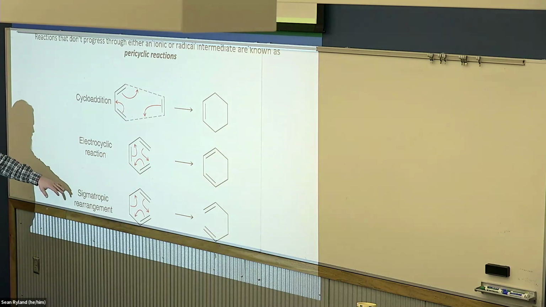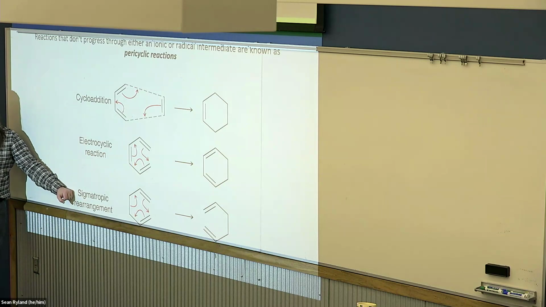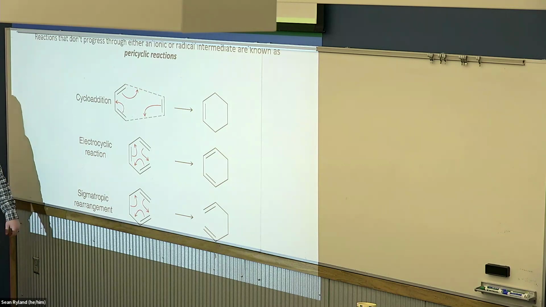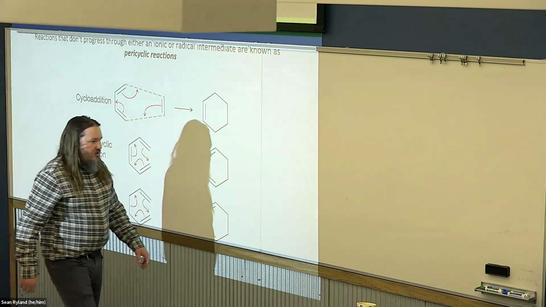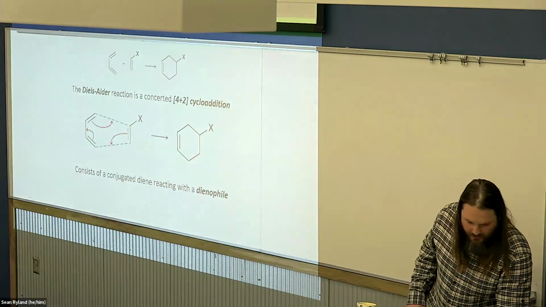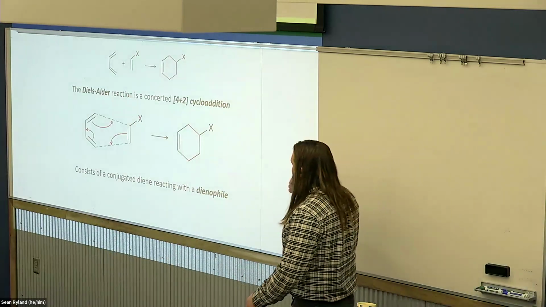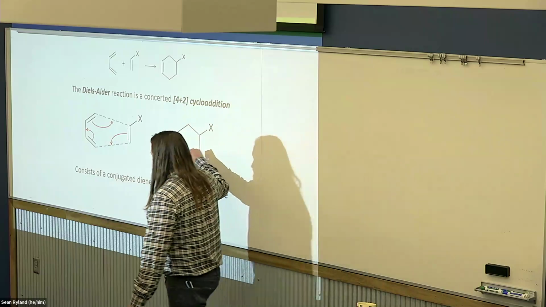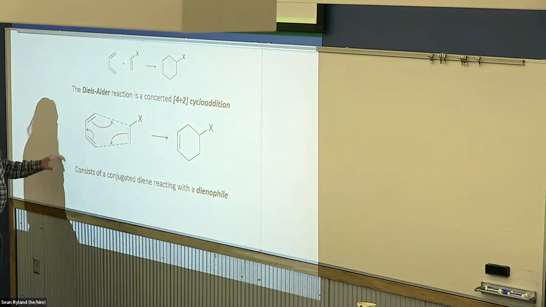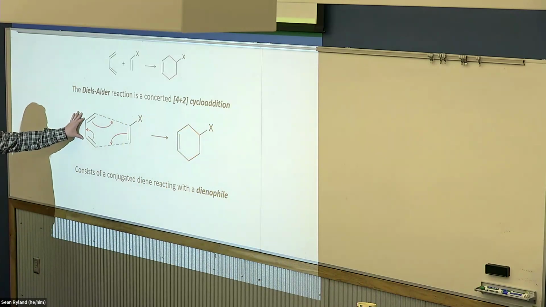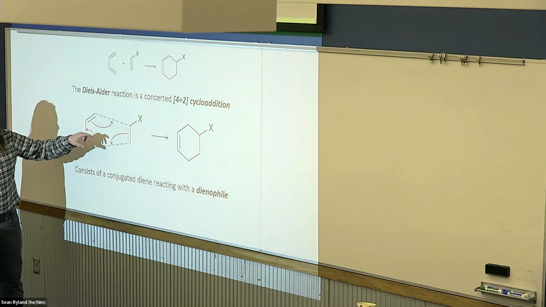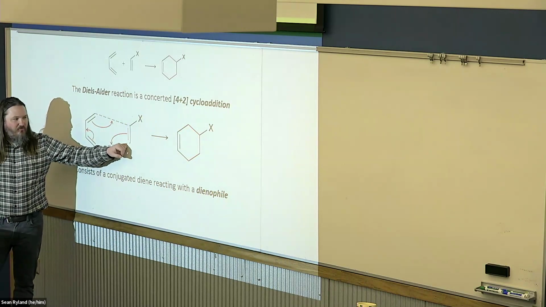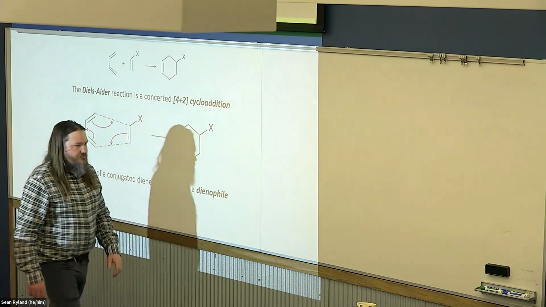And same with sigmatropic rearrangement. Sigmatropic rearrangement actually has no net change in the number of bonds. You still have the same number of sigma bonds, same number of pi bonds, but sometimes it can be an advantage to rearrange them so that you get more substituted alkenes as a result. All right, and so this Diels-Alder reaction is our classic cycloaddition. It's always going to be a conjugated diene reacting with another pi bond, and that other pi bond is referred to as a dienophile.